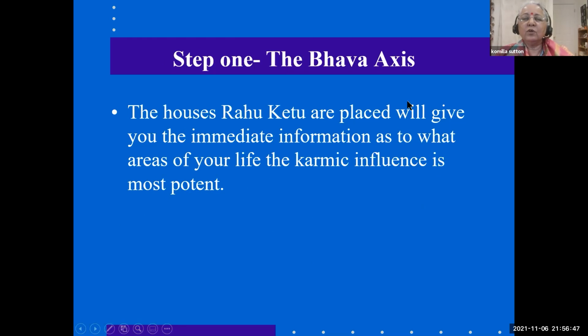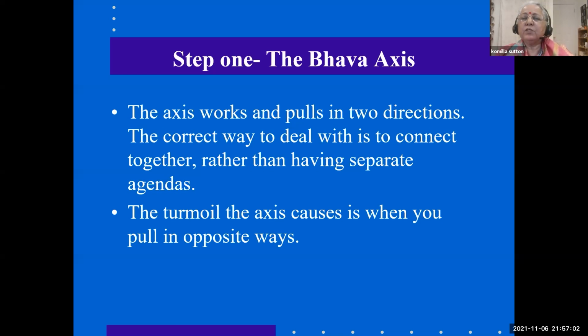And step one, the bhava axis, just to repeat: Rahu Ketu placement will give immediate information. What are the areas that are influenced? So that's the first step. The axis pulls in two directions. The correct way to deal is to connect them together rather than having separate agendas. However, it's easy for me to say it. The turmoil the axis causes is when you pull in opposite directions.